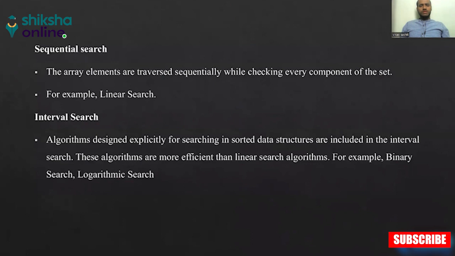What exactly is sequential search? The array elements are traversed sequentially by checking every component of the set. That is nothing but every component is checked, to see whether the desired element is there in that set or not. Okay, so subsequently, it will go from one element to another. It goes in a sequential manner, one after another. For example, you can think of a linear search. This is a sequential search.